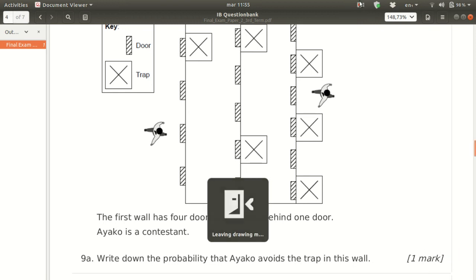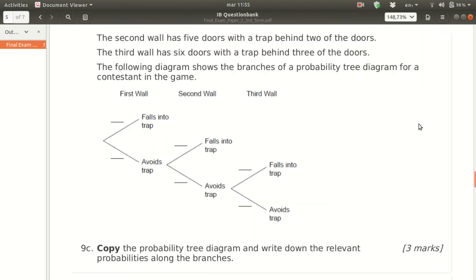Okay, let's take a look at the next one. The second wall has 5 doors with a trap behind 2 of the doors. The third wall has 6 doors with a trap behind 3 of the doors. The following diagram shows the branches of a probability tree diagram for a contestant in the game. Copy the probability tree diagram and write down the relevant probabilities along each branch.